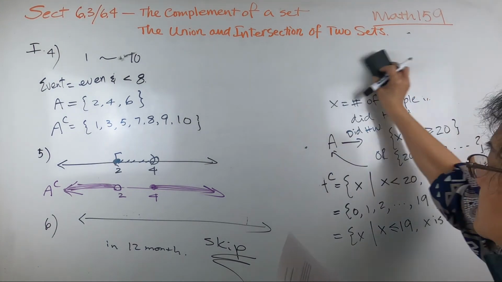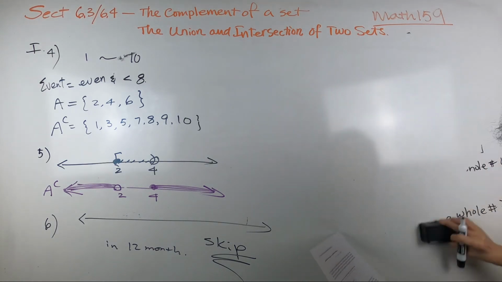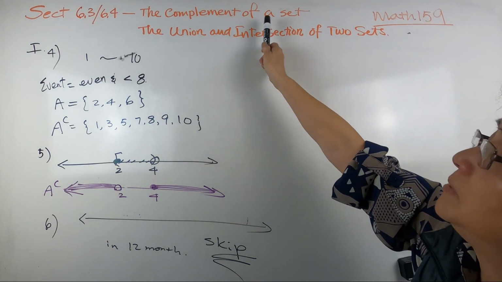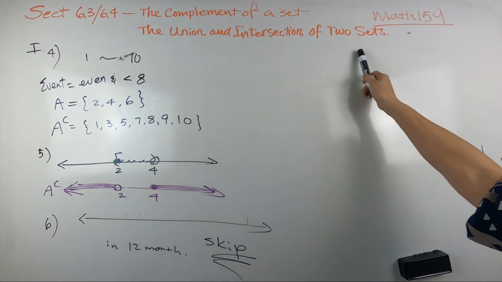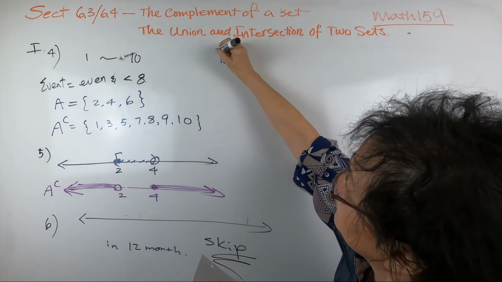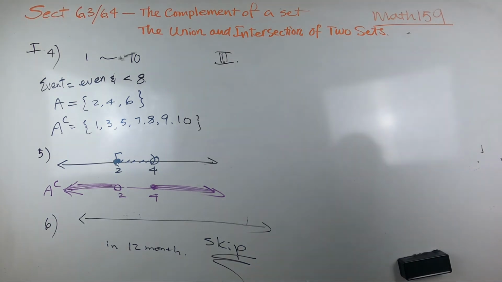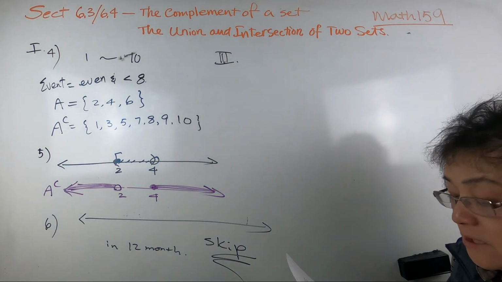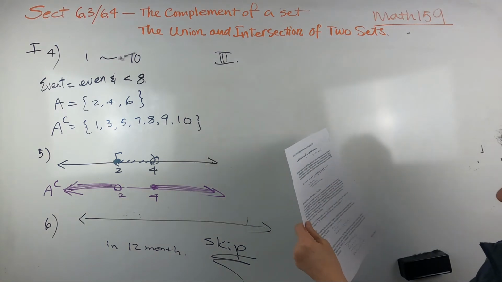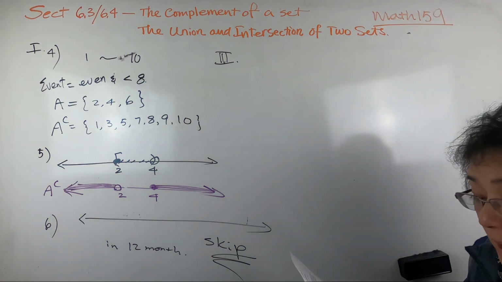Let's look at the next one. Okay, we talked about the complement of a set. Let's talk about union and intersection. The union and intersection of two sets. Read your paper on page 53, okay?